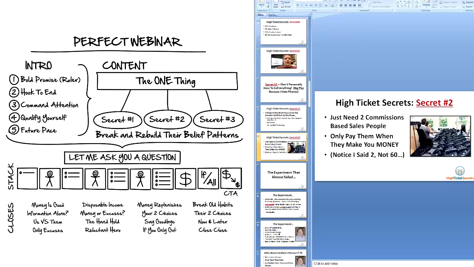So let me rebuild it. This is all you really need: two commission-based salespeople. You guys know what commission-based means? It means you only pay them when they make you money. Notice I said just two people, not 60.